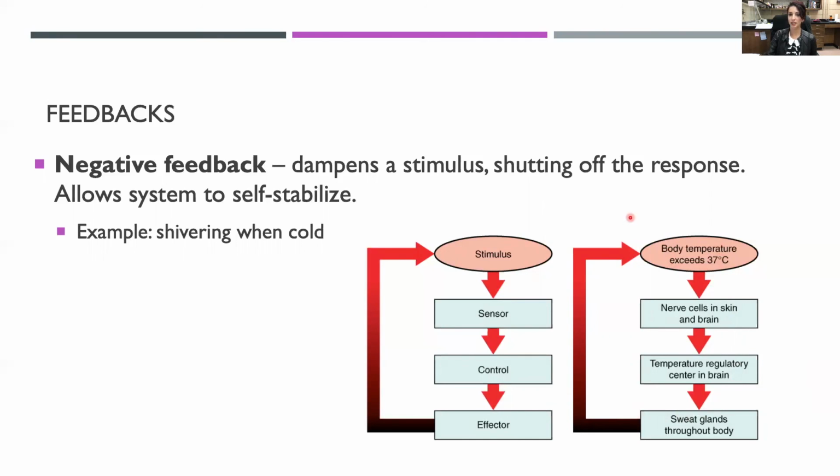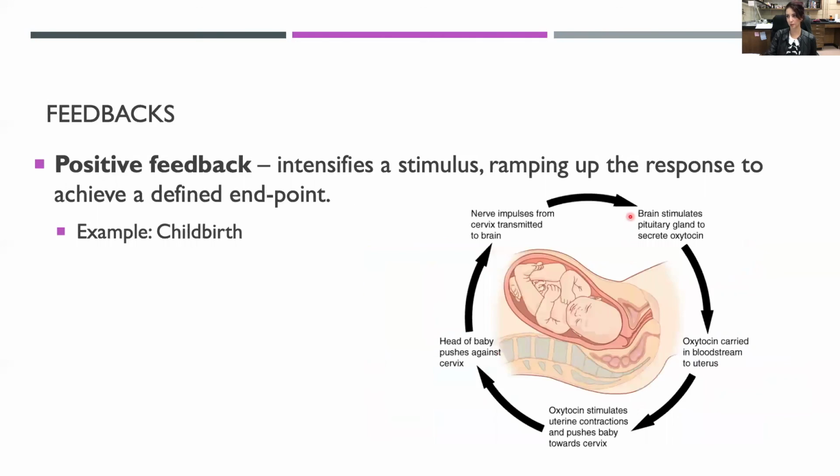By contrast, talking about positive feedbacks, this intensifies a stimulus. This ramps up the response to achieve a defined endpoint. A really great example of a positive feedback in humans is the example of childbirth. The body wants to get back to an endpoint of not being pregnant, because if we hang on to that fetus for too long, it spells disaster for both the fetus and mother.